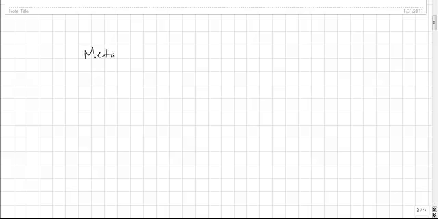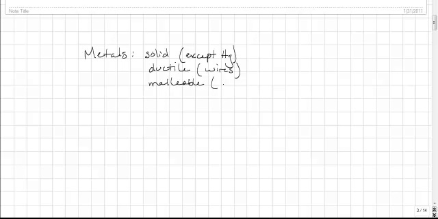So metals, we've all seen metals. Okay, those are things that tend to be solid, at least at room temperature and pressure. The only one that is different is mercury, which is a liquid. They are what we call ductile, which means we can stretch them into wires. They are malleable, which means we can pound them into sheets, which is how we have, like aluminum foil and tin foil and stuff like that.